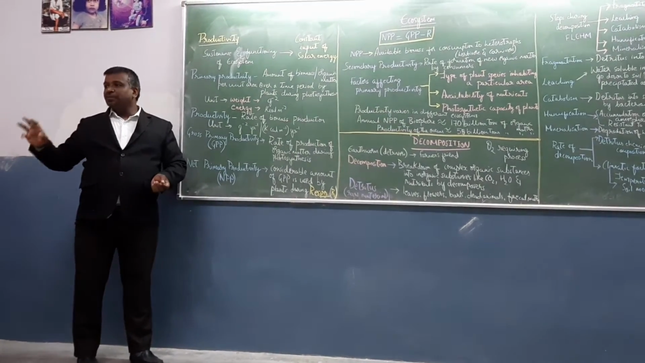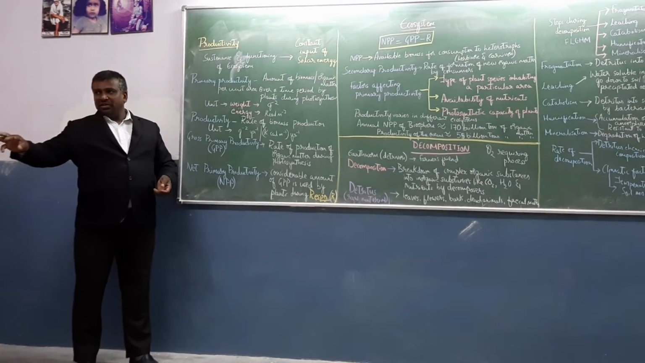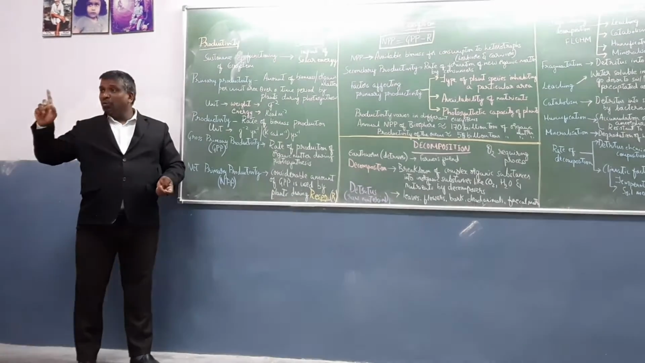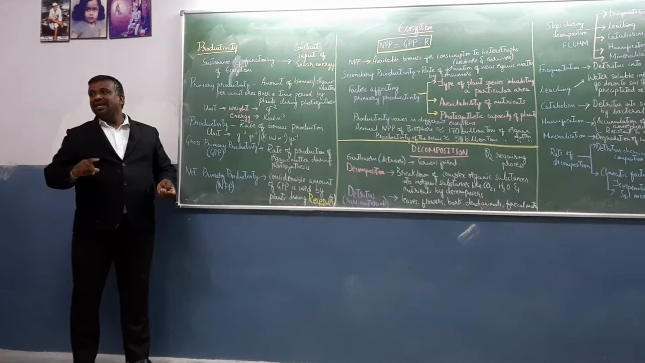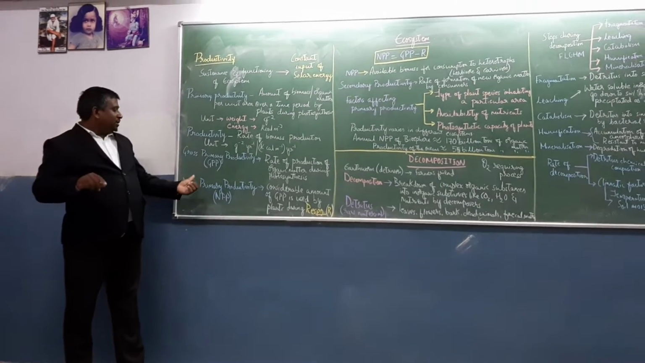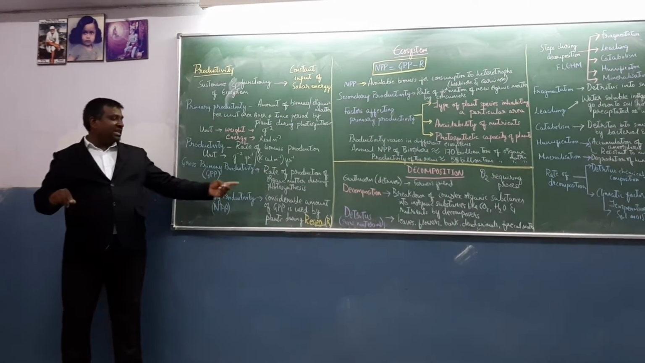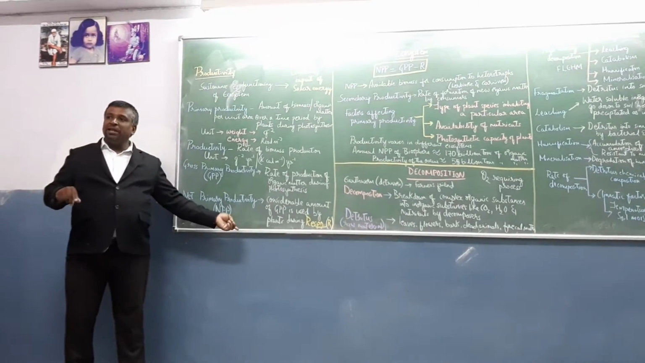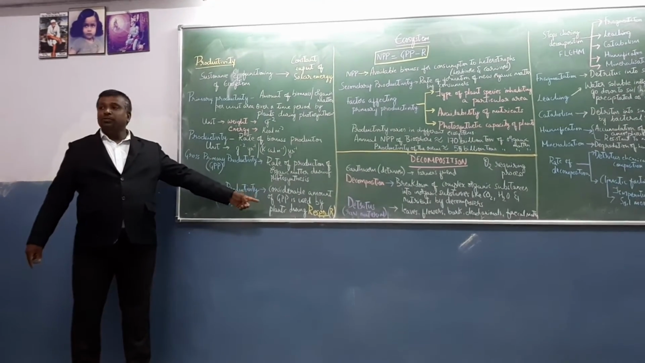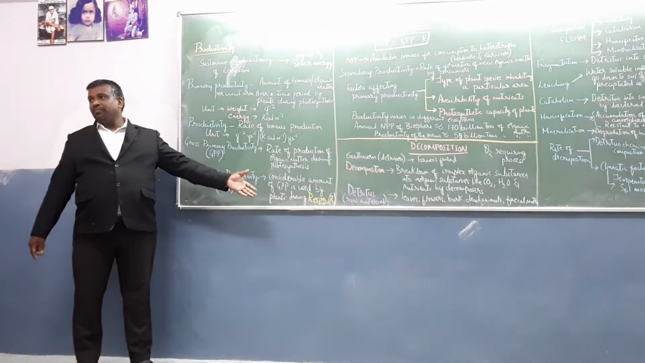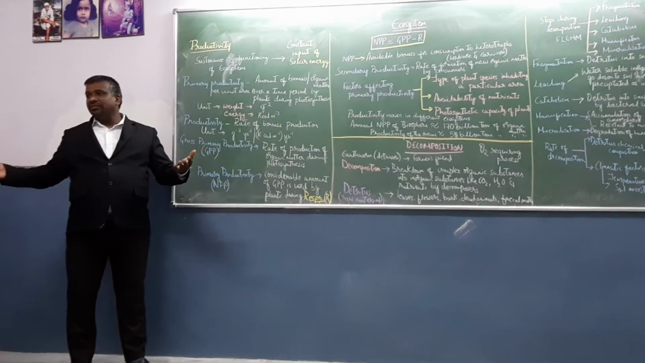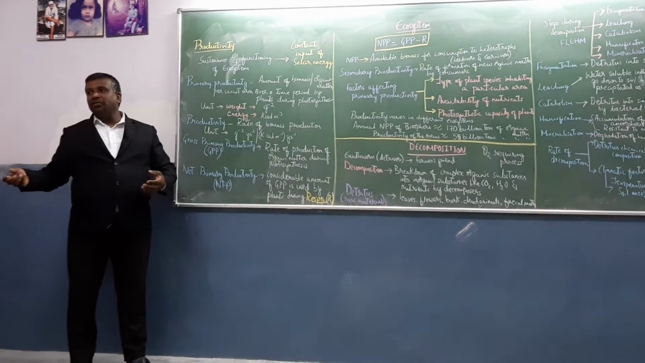R is respiration, the loss of organic matter due to respiration. We call it R. Okay. So for net primary productivity, a considerable amount of gross primary productivity is used by plants during respiration for the release of energy for the various metabolic activities.